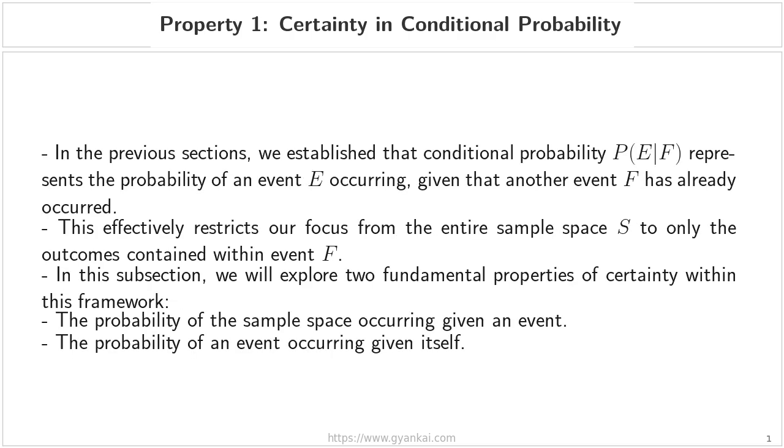Building on this idea of a restricted focus, today we are going to explore a very specific area of this framework, the concept of certainty. We will be looking at two fundamental properties where the probability becomes absolute. Specifically, we will mathematically demonstrate the probability of the entire sample space occurring, given that an event has happened, and also the probability of an event occurring, given that the event itself has already occurred. By the end of this session, you'll see why these scenarios lead to a probability of exactly 1.